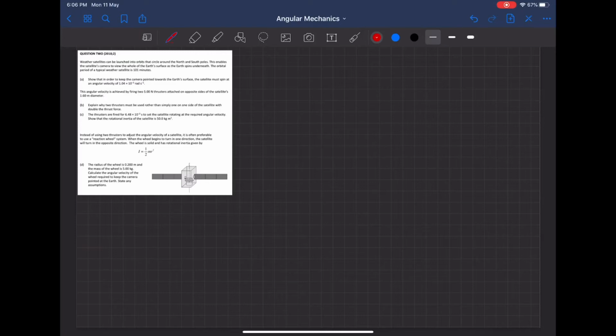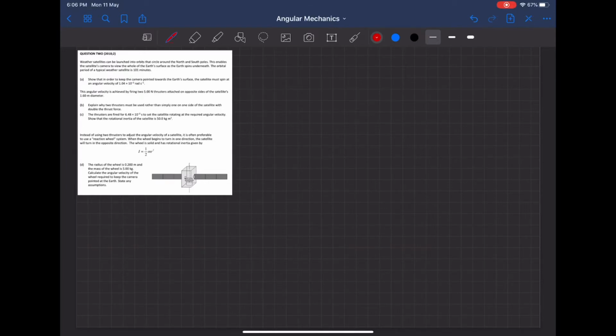So we want to find the angular acceleration. Before we can do that, we want to find the inertia. Before we do that, we need the period and we need the angular acceleration. Before we have angular acceleration, we need to find our angular velocity. So we're going to start off with that.